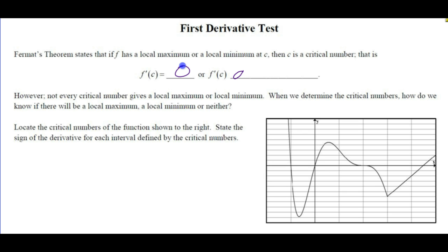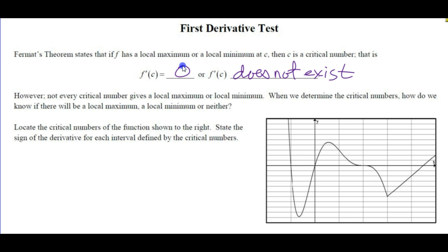So we need to find the first derivative, right? And then we're going to use it in this first derivative test. And we need to find where it is 0 and where it does not exist. But not every critical number gives a local maximum or a local minimum, right? There might be other stuff happening.